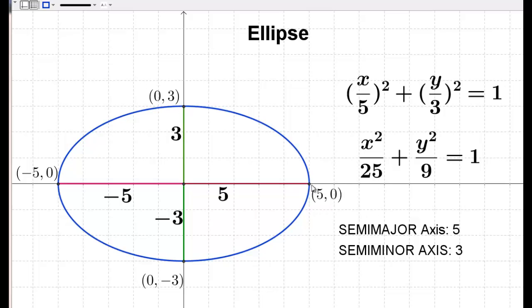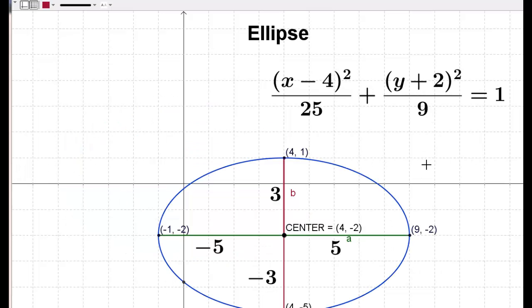So to plot the ellipse, we plot the points (5, 0) and (negative 5, 0) for our major axis, half of which is the semi-major axis. And to plot the semi-minor axis, we're going to use the points (0, 3) and (0, negative 3). We're going to connect those, and that will be the graph of the ellipse. So if we want to shift this thing away from the center, we do it very much like the circle. And since the circle is a special case in an ellipse, this only makes sense.